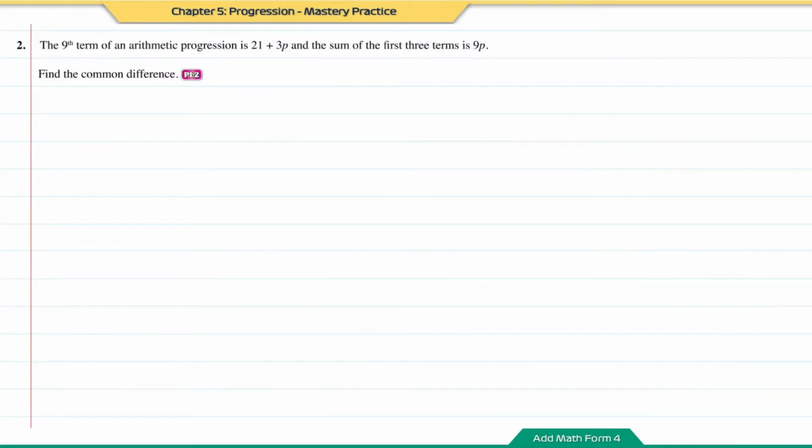Question number 2. The ninth term of an arithmetic progression is 21 plus 3p, and the sum of the first three terms is 9p. So find the common difference. Here we're going to use these two formulas to help us solve question number 2. So this 21 plus 3p is the T9, and this 9p is the S3.